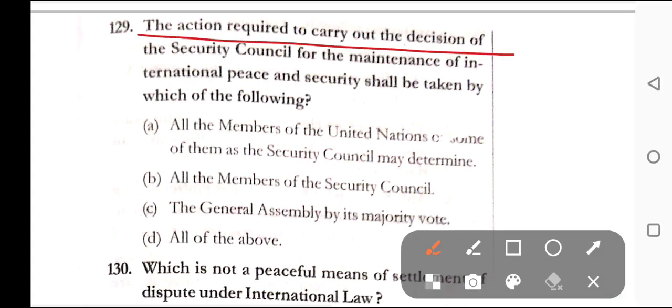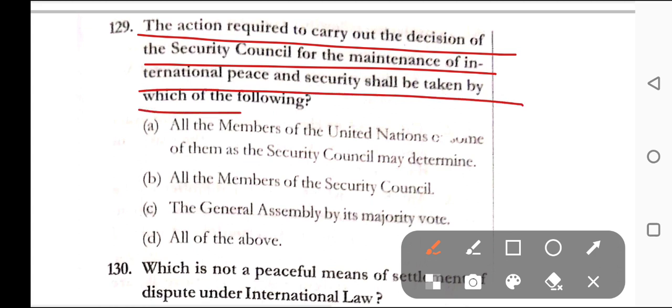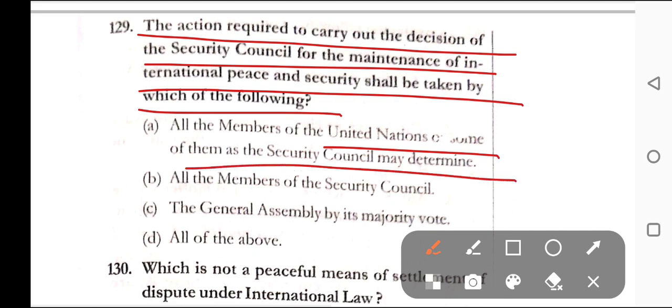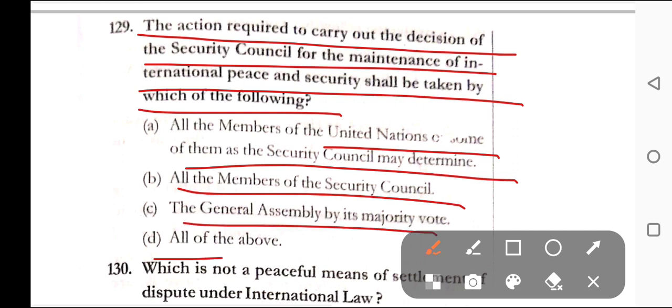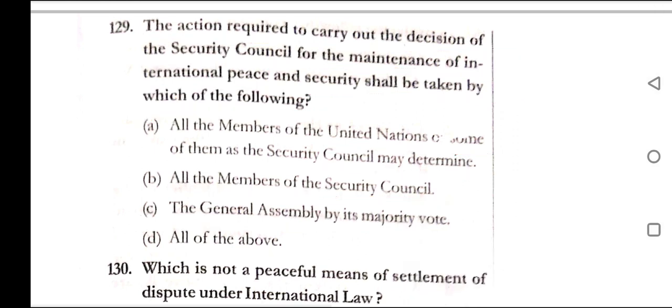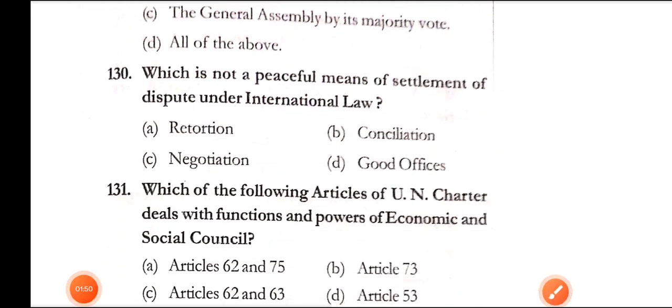Question number 129. The action required to carry out the decision of the Security Council for the maintenance of international peace and security shall be taken by which of the following? Option A, all the members of the United Nations and some of the Security Council may determine. Option B, all the members of the Security Council. Option C, the General Assembly by its majority vote. And option D, all of the above. Here the correct answer is option A, all the members of the United Nations and some members of the Security Council may determine.